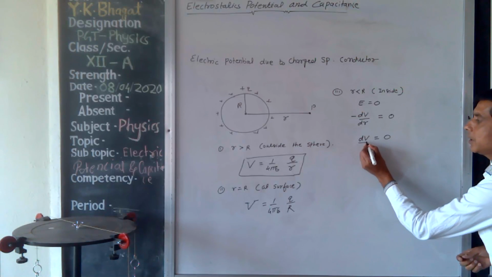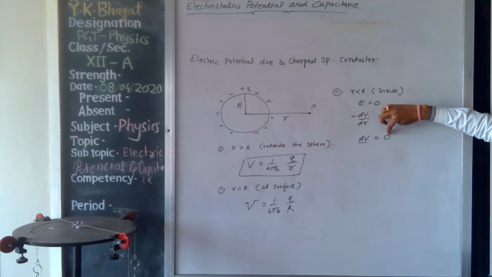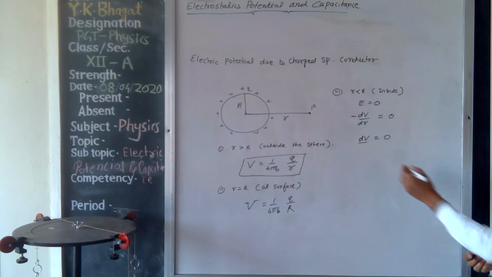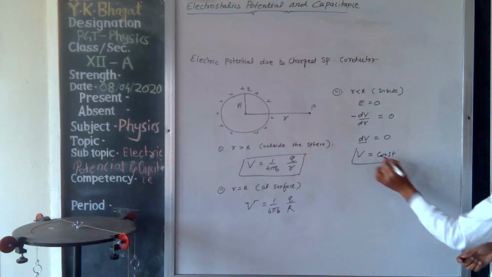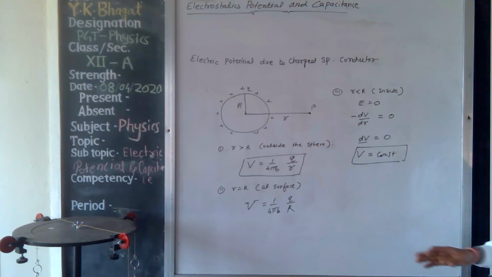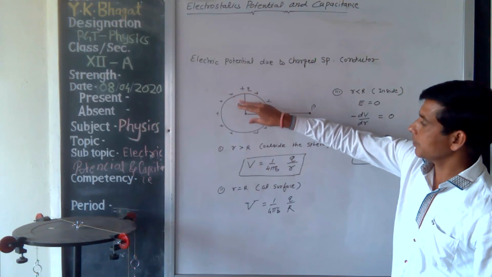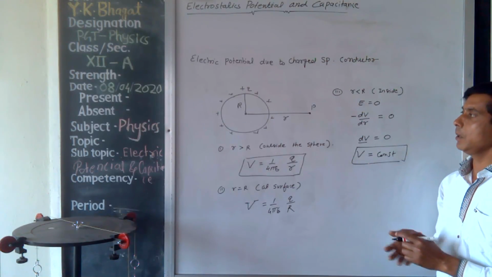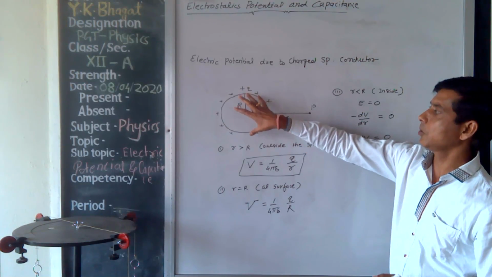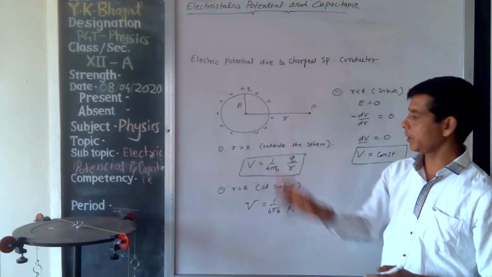dV represents change in electric potential. Change in electric potential is 0. That means no change in potential, so potential will be constant. Then what observation comes out here? Inside the sphere, potential is constant. And that constant value is equal to the potential at the surface.